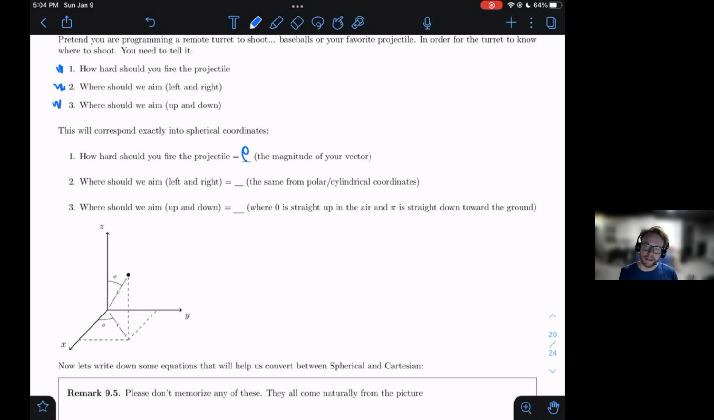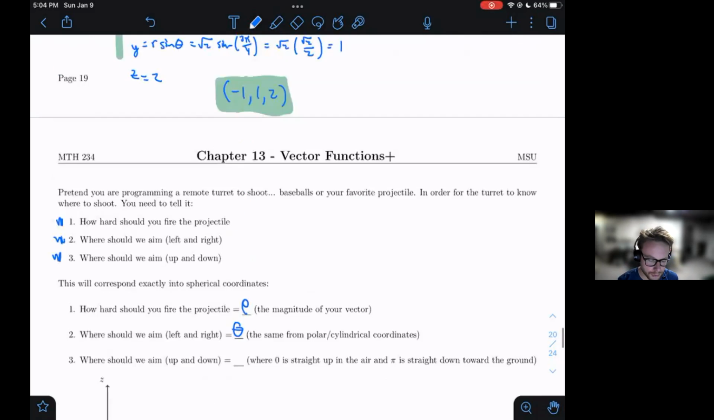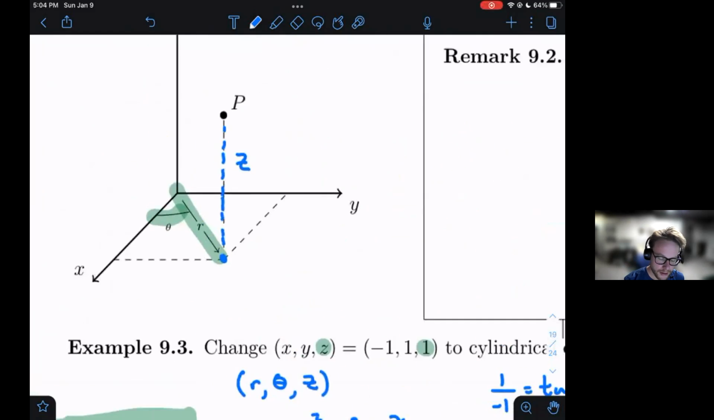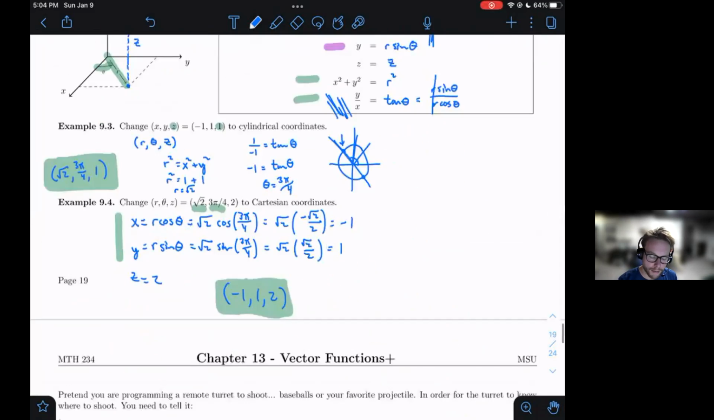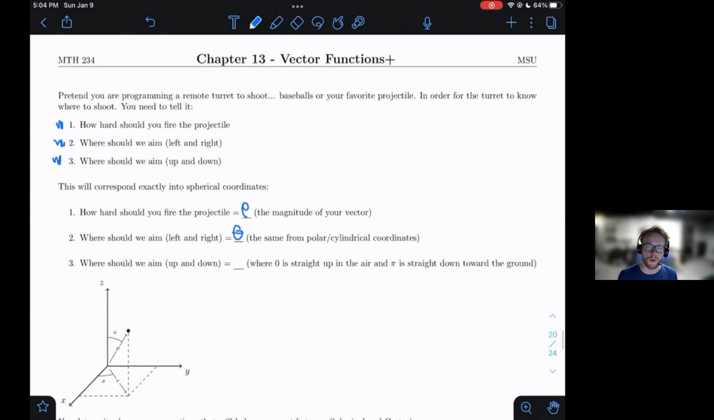Where should we aim left and right? Well, rotation about the z-axis. If we go back up to our cylindrical stuff, where do we aim left and right? That had to deal with this theta value. So it's actually the same theta value from cylindrical or polar coordinates.